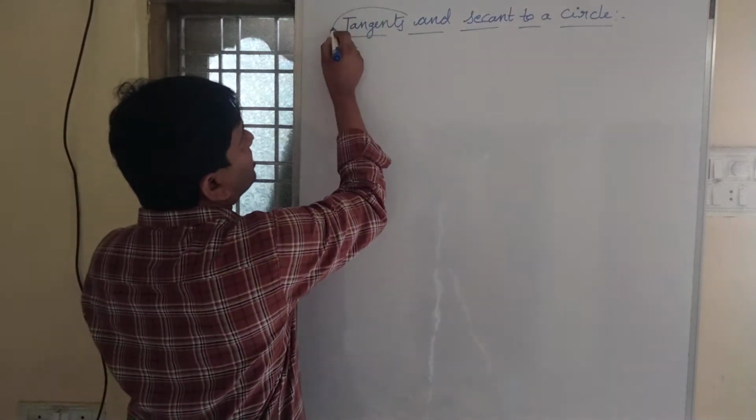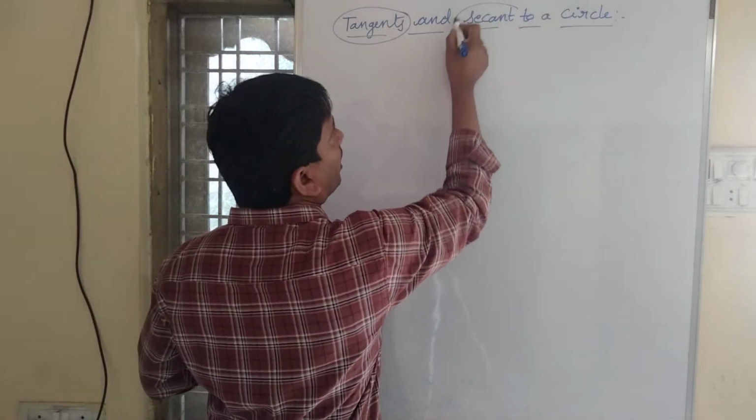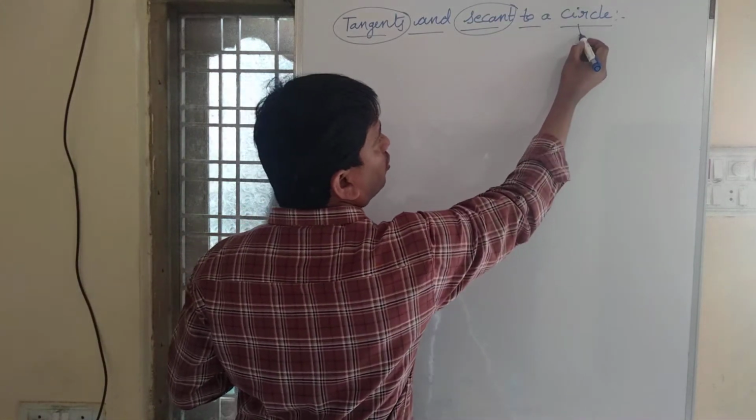Today let us discuss tangents and secants to a circle. So our topic of discussion is what we mean by tangent and what we mean by secant to a circle.